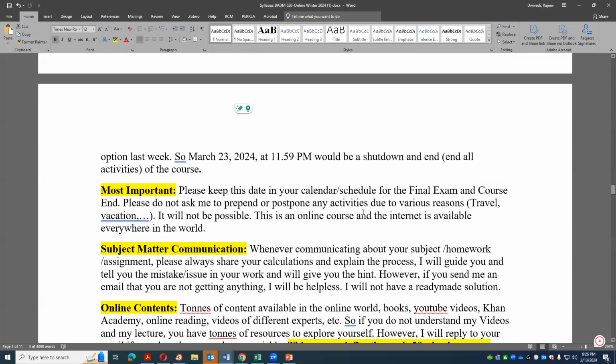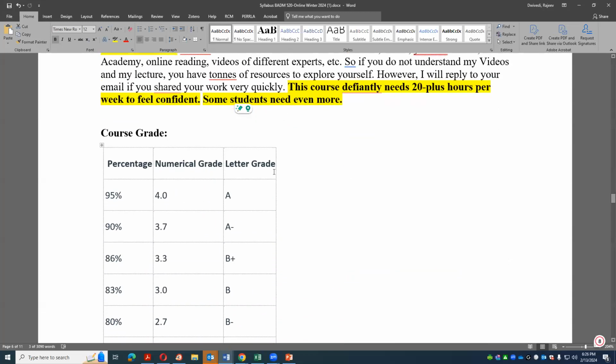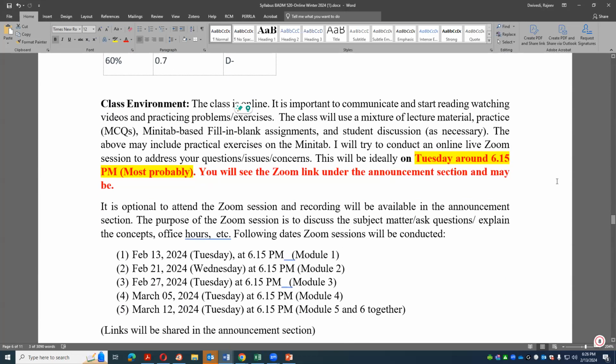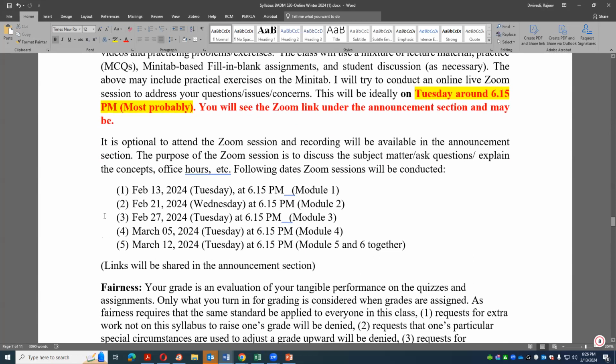And I think other things are similar. You just need to read and study. So we are going to have a weekly meeting. You can consider this as office hours, or an online meeting, whatever you want to name it. But we will meet every Tuesday around 6:15 p.m. And except next week. Next week, we are going to meet on Wednesday at 6:15 p.m. for module 2.